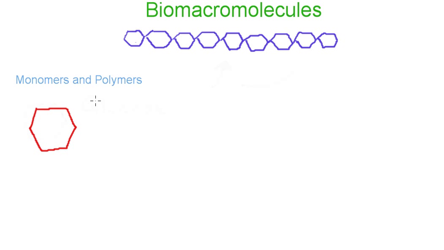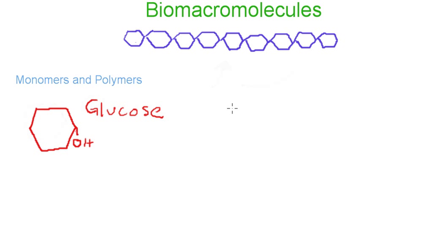So a monomer, for example, might be glucose, say carbohydrate or a sugar. And these glucoses, just for reference, they have a hydroxyl group here. That will be important very, very soon when we talk about how we make polymers.